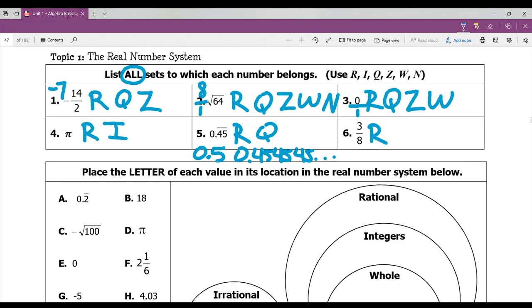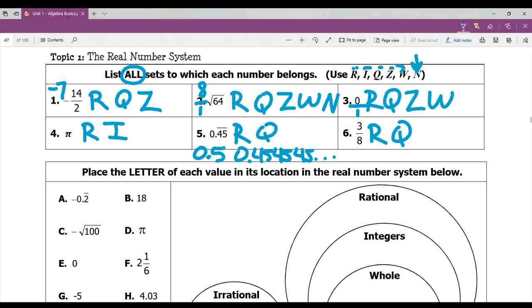Okay? So it's going to be rational. We can write that as a fraction. And then it would stop because you can't go any farther. And the same thing with 3/8. It's rational. And that's where we stop. Okay? So notice what I did. I would start with real, and then I would work my way down that list. Okay? Natural is the smallest set you can get to.